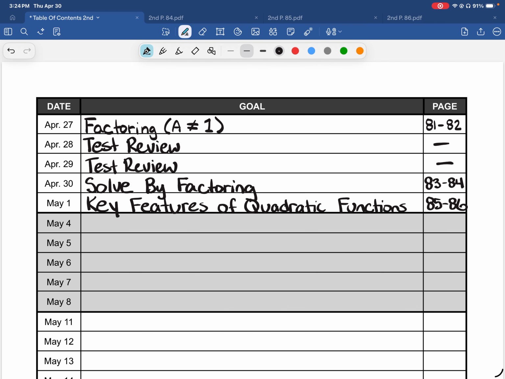But first, I would like to go over page 84 from yesterday. So I've asked that your sub go ahead and hand back page 84. And I'll flip over there in just a moment.